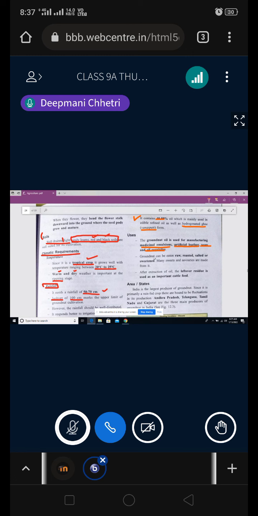Then we move on to the next one here as groundnuts. See here, groundnut can be eaten raw, roasted, salted. I think all of you like this, yes or no? Sweetened, yes or no? And nowadays, I think you must be trying out that one, isn't it? Do you try that?